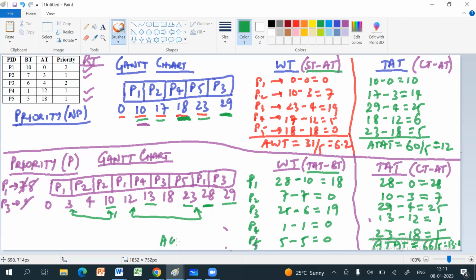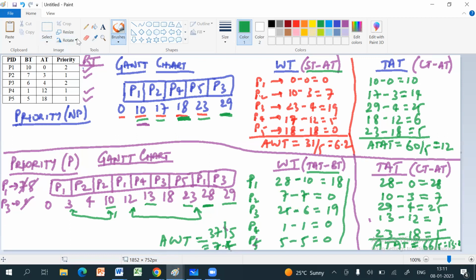So the average wait time would be the sum of all this divided by 5, that is 37 divided by 5, which is 7.4 actually. Hope you got the point here. Okay, so that's for priority, right?